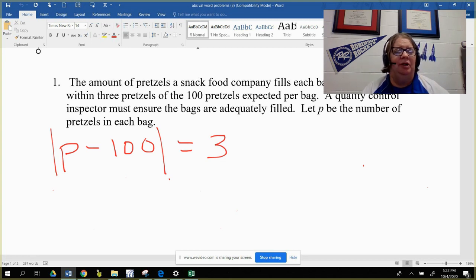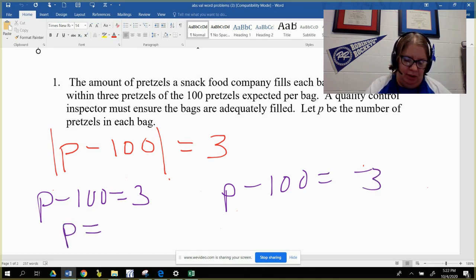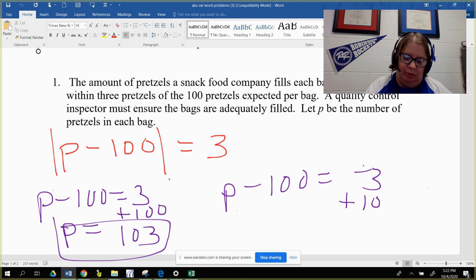If it can go as many as 3 over, how many can we have? We have 103. If we can have as few as 3 under, what's 3 under 100? It's 97. Think about what you know about absolute value equations. Isolate the absolute value, split it into 2 equations, solve it, add 100 here, add 100 here.